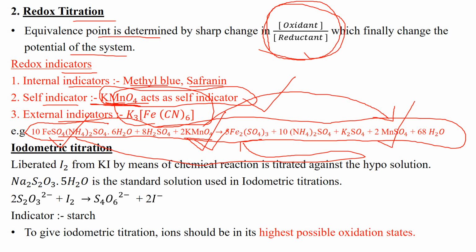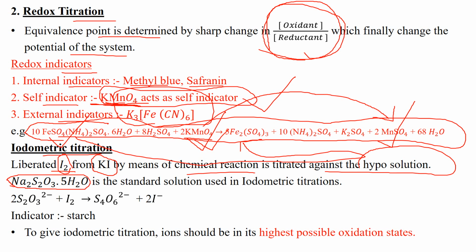So iodometric titration is another type of redox titration. It is also an example of redox titrations. In iodometric titrations, the standard solution used is hypo solution, Na2S2O3.5H2O. It is known as hypo solution. And iodine, which is liberated from the potassium iodide by means of a chemical reaction, is titrated against the hypo solution. So iodine is liberated either from the potassium iodide or any other compound or element whose strength is going to be determined.